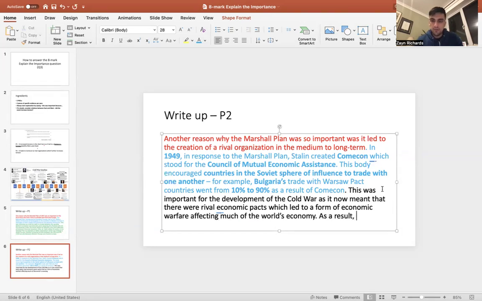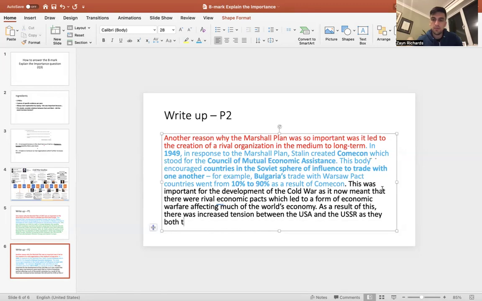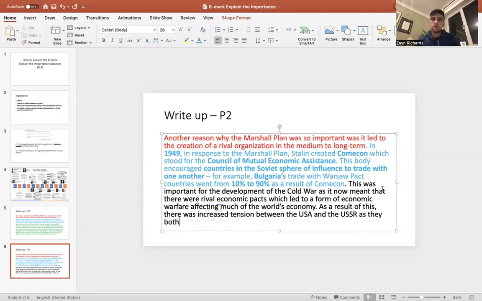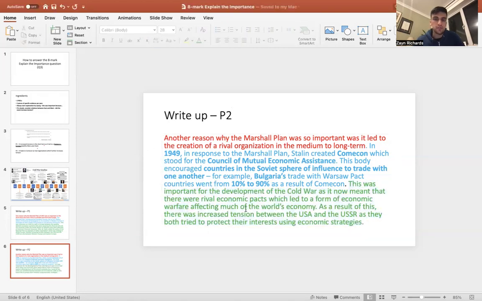As a result of this, there was increased tension between the USA and the USSR as they both try to protect their interests using economic strategies, something like that. So I'm basically saying it's important because it's the first time economic warfare has been used in the Cold War. So it's a turning point in the Cold War.